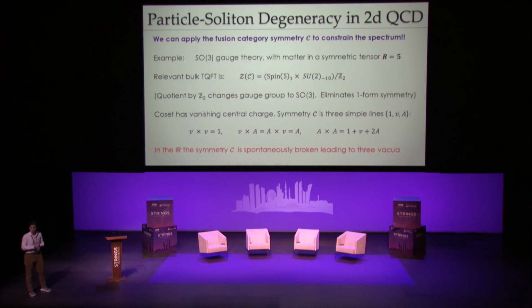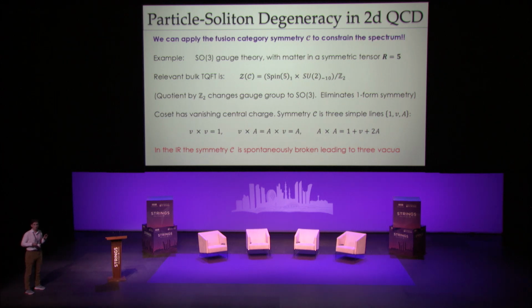Okay, so now let's really do it. Let's apply this fusion category symmetry to deduce some constraints on the spectrum. Here's the simplest example: SO(3) gauge theory with matter in a symmetric tensor, so the 5-dimensional representation. Here's the relevant bulk TQFT. Now, the relevant coset has vanishing central charge, so this is a gapped theory in the infrared.